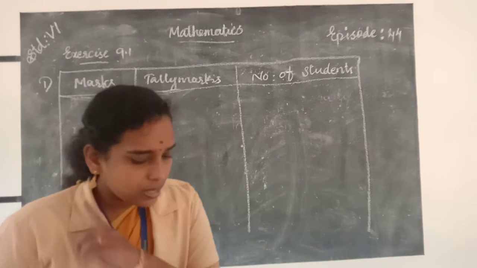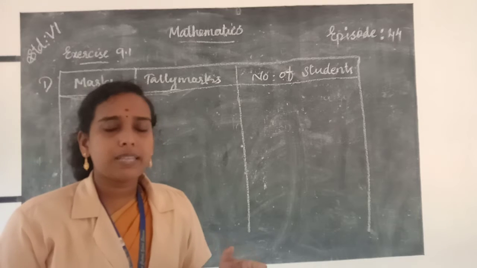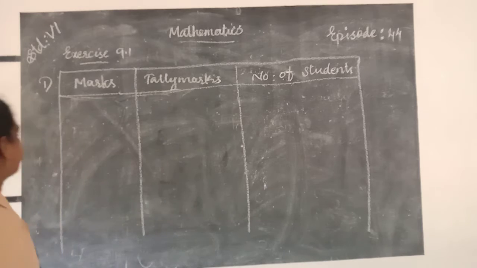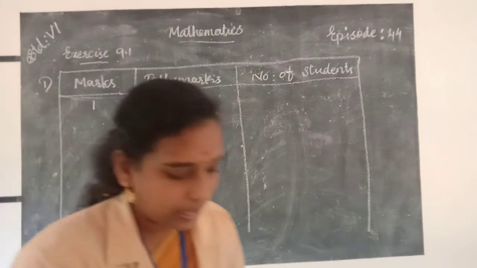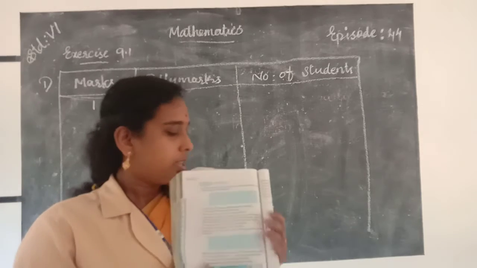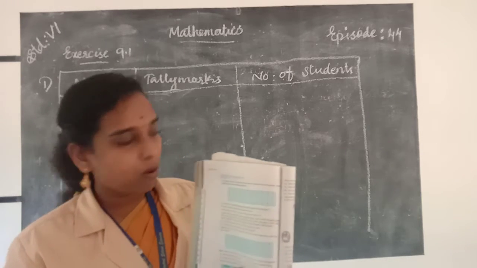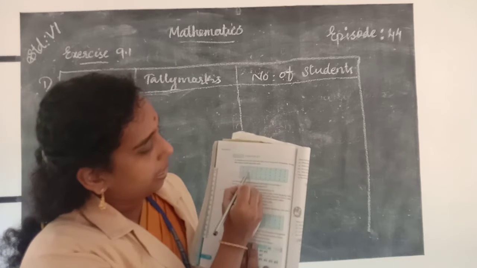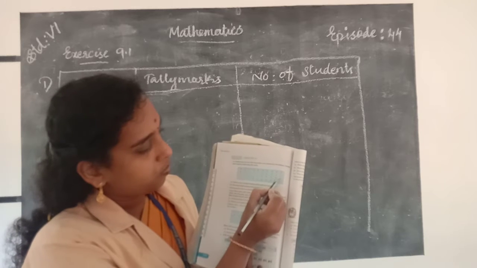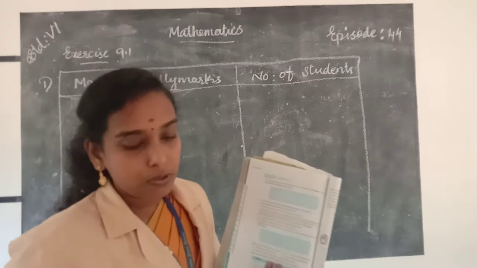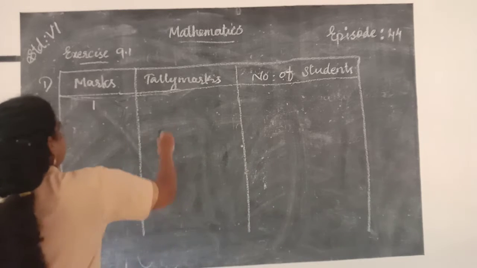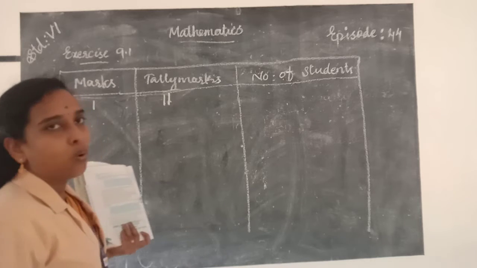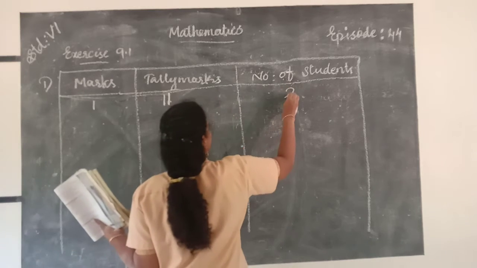Okay, first the marks obtained: some children got 1 mark. How many students got 1 mark? Let us look at your text. Here 1, then in this row 2. So 2 students got 1 mark. The tally mark is 2, so the number of students is 2.